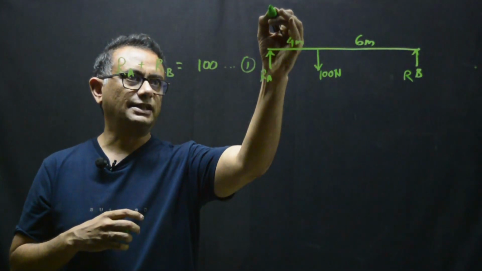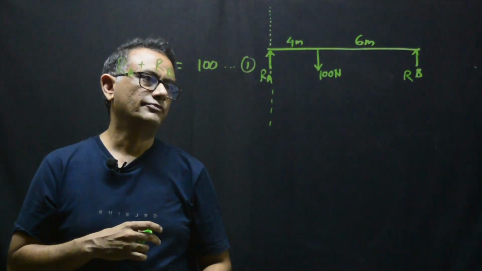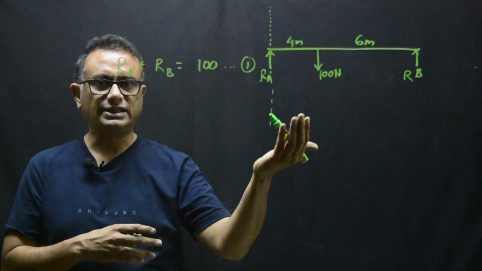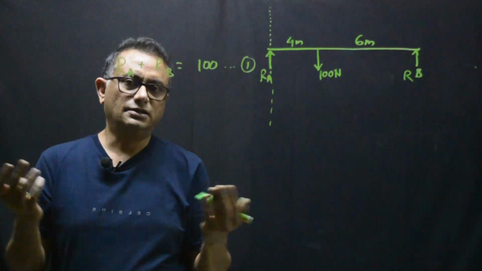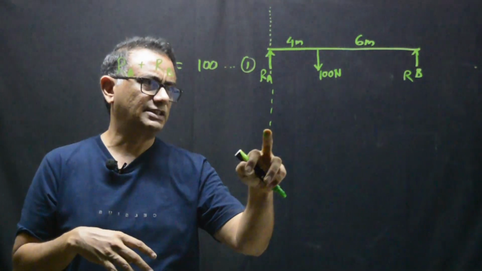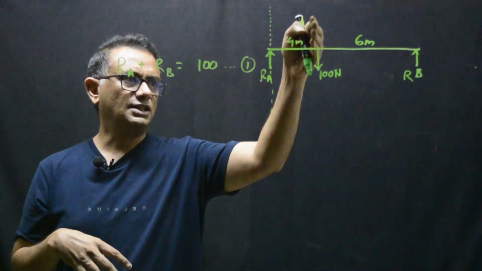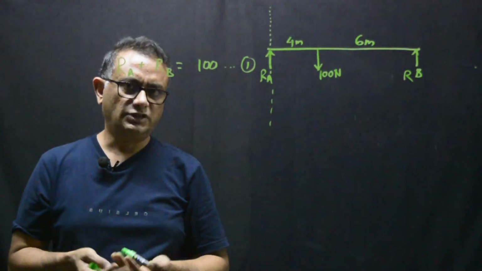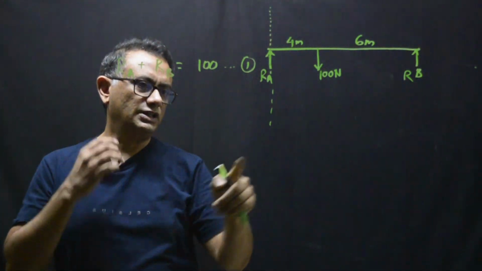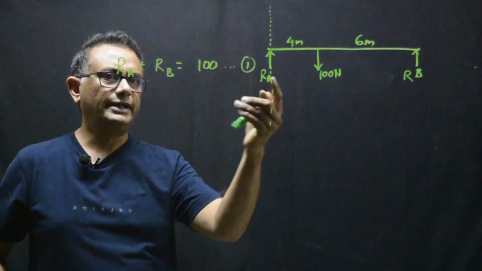And to find out either of these, what we do is we assume any one as the axis. So let's take this as an axis, and we find the moments about this axis and say that overall moments is going to be 0 because the beam is in equilibrium. You can choose this as an axis, you can choose this as an axis, or you can consider an axis in between. It depends on us.